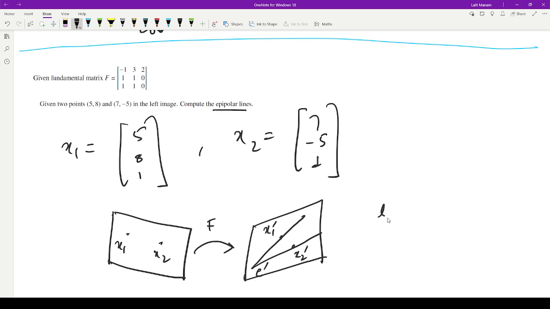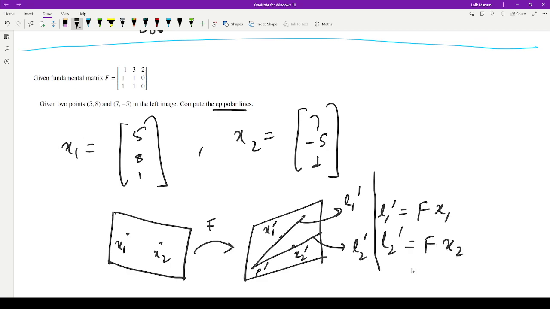Will the line L1 be F into x1? Yeah, L1 prime is this line. And then we can check the intersection point of L1 and L2 to get the epipole. First of all, whatever you said was right. L1 prime is F into x1, L2 prime is F into x2. E prime will be L1 prime cross L2 prime. But you don't have to find E prime here. They just asked us to find the epipolar lines. Okay, so our answer is just this.